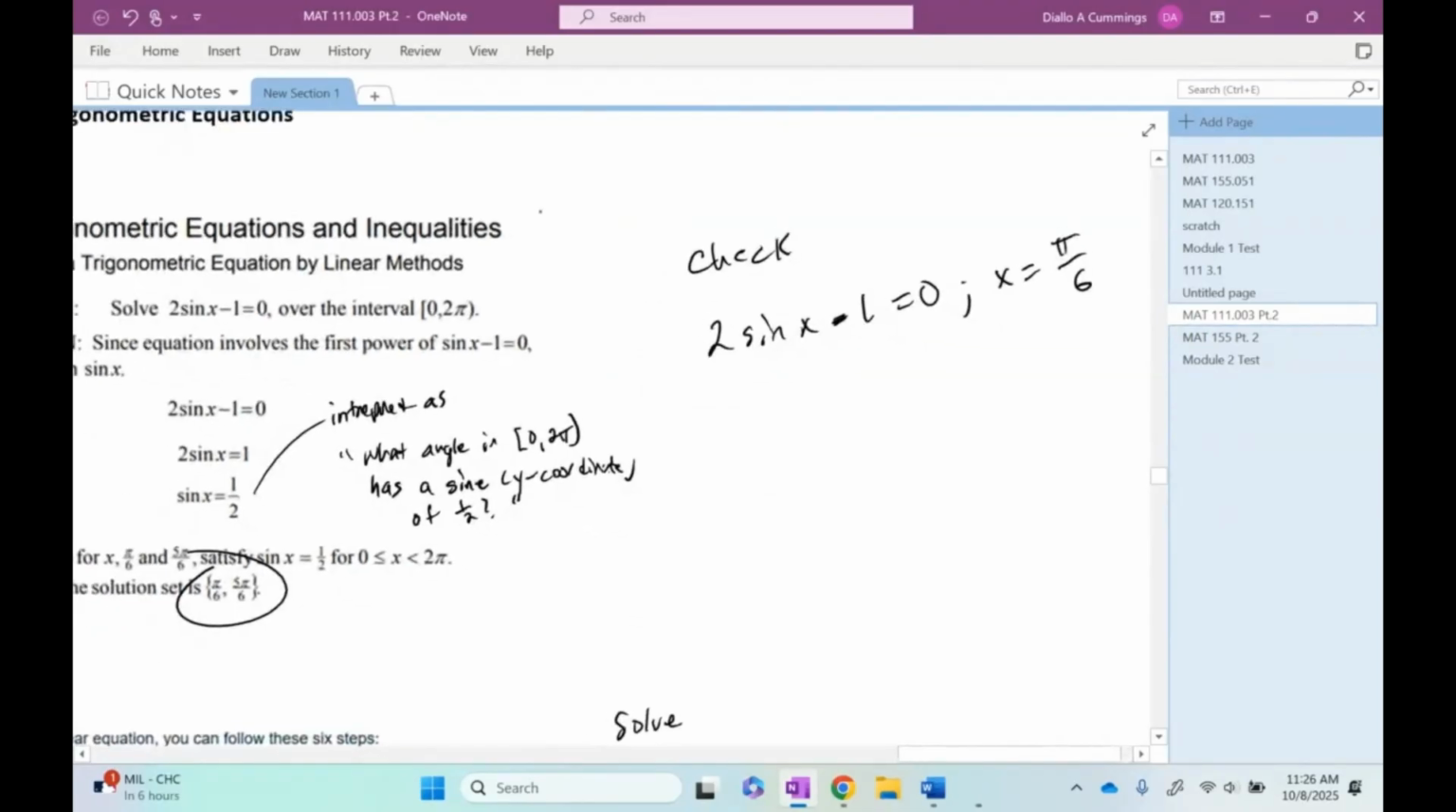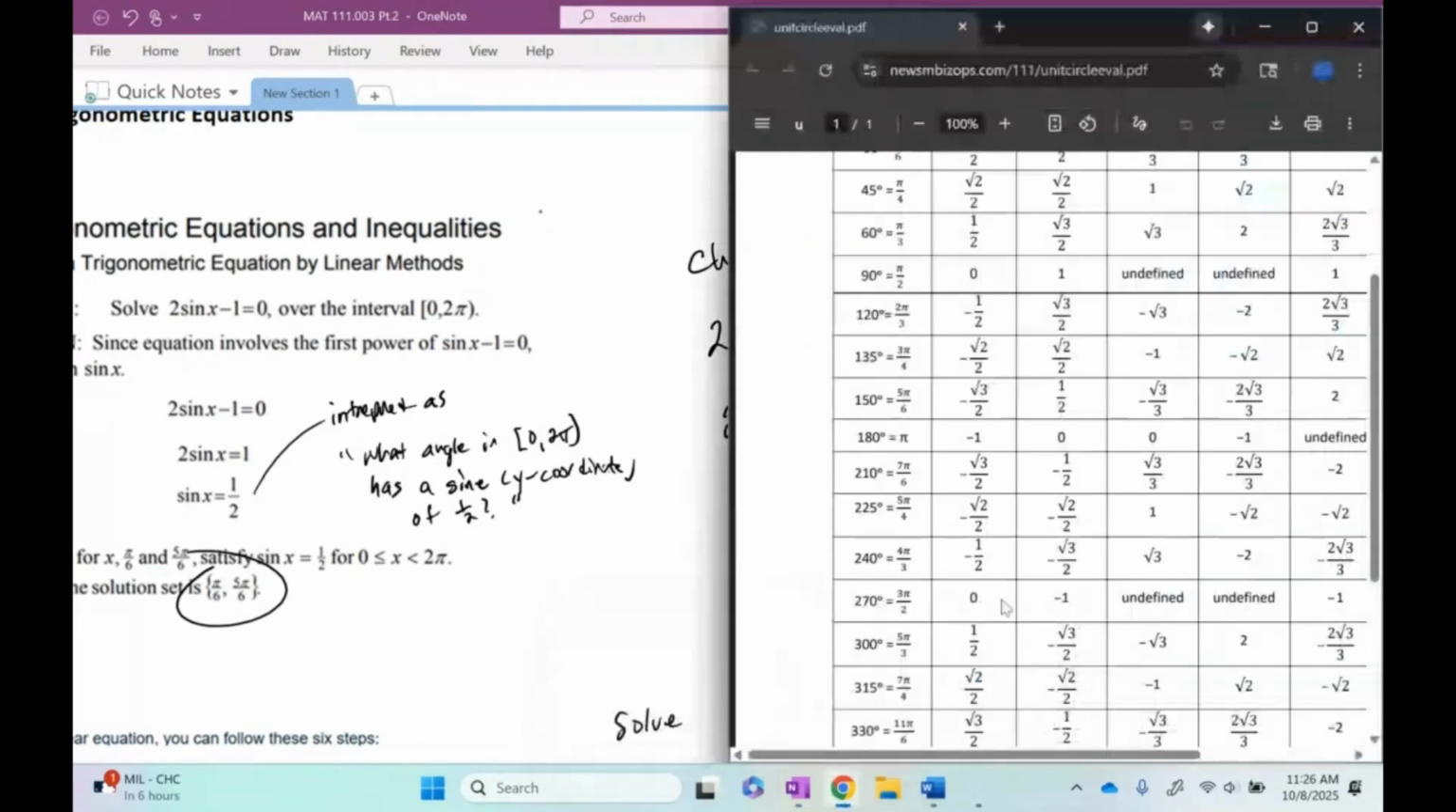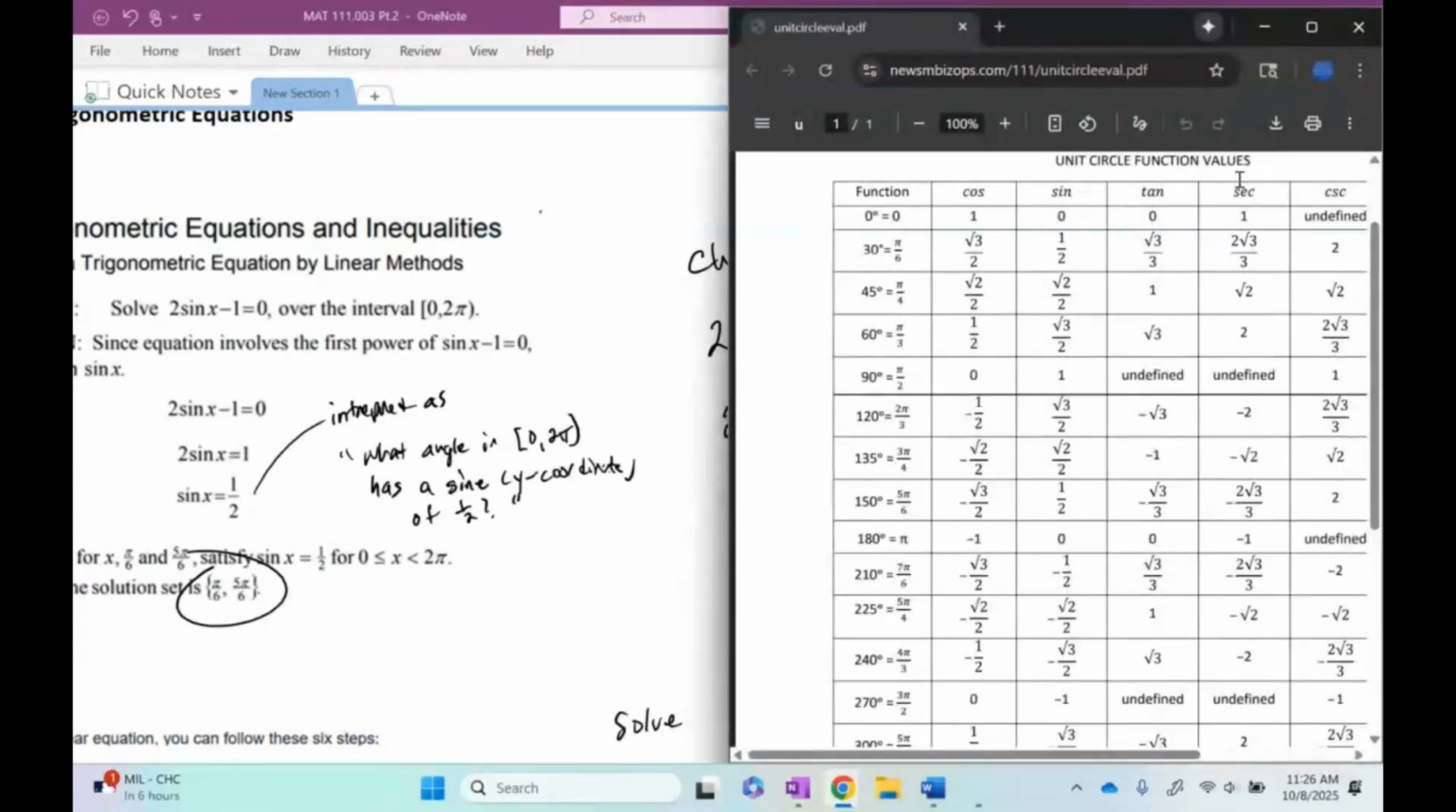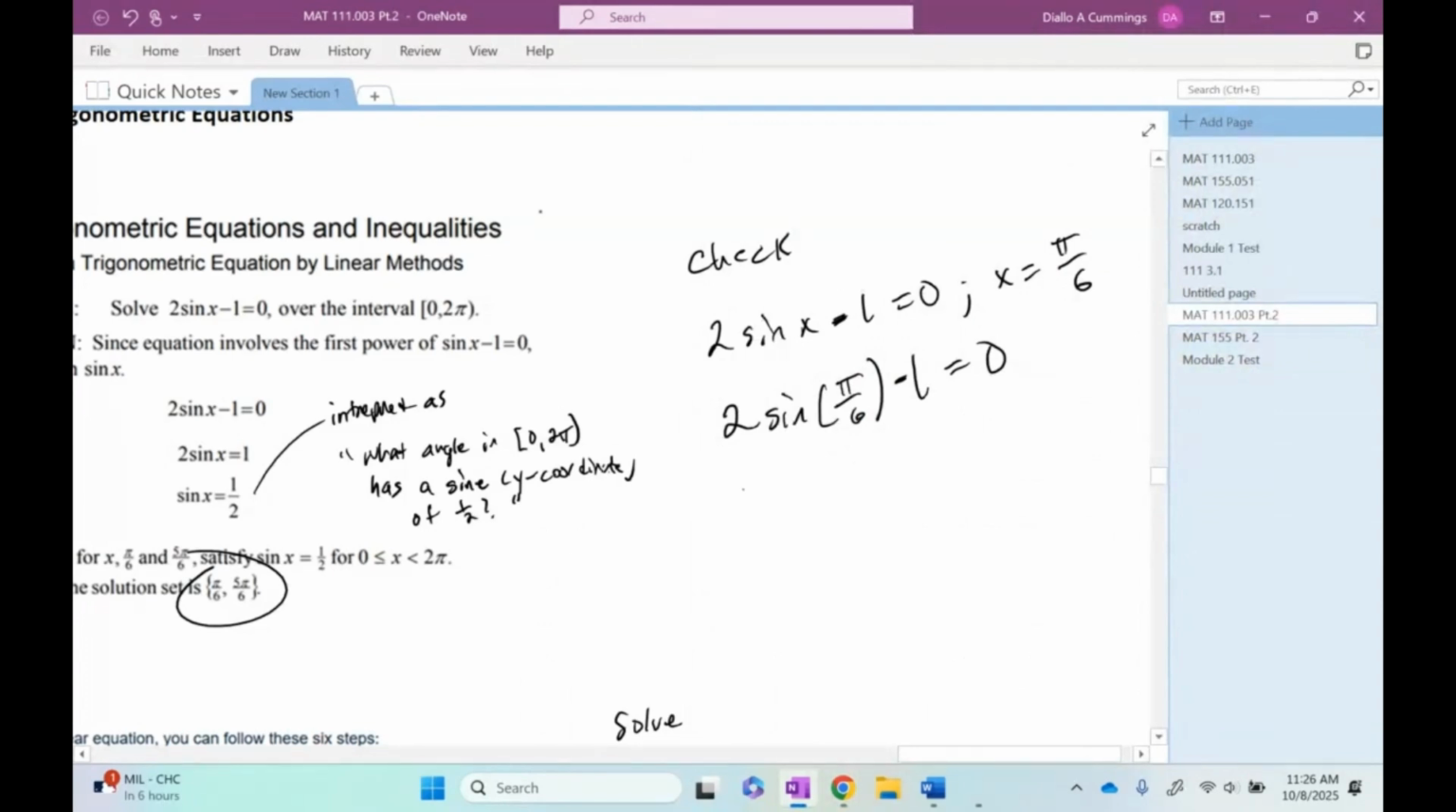So one of the solutions is pi over 6. So I'm going to substitute x for pi over 6. And then I want to see if both sides equal. So the first thing I'm going to do is evaluate the sine of pi over 6. I can evaluate that by using the unit circle function of values. So pi over 6 is 30 degrees. The sine is 1/2, right? So the sine of pi over 6 is 1/2.